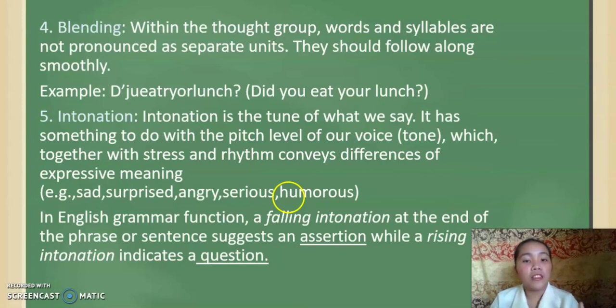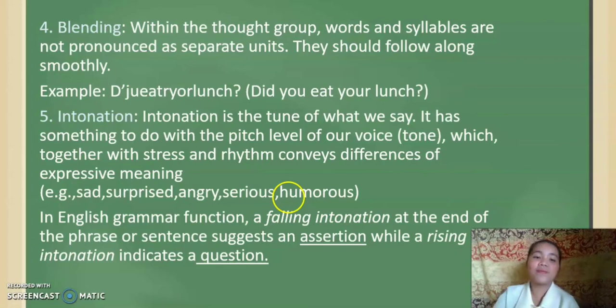Okay, this will show how you feel from the words that you have been reading. So in English grammar, a falling intonation at the end of the phrase or the sentence suggests an assertion, while a rising intonation indicates a question. So when you read a sentence in a question, it is from falling to rising. So, are you hungry? Are you hungry? And then for assertion, no, I'm not hungry.